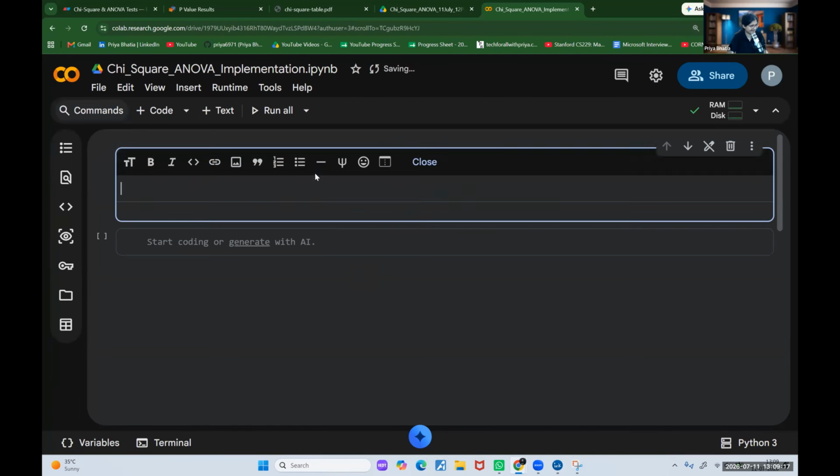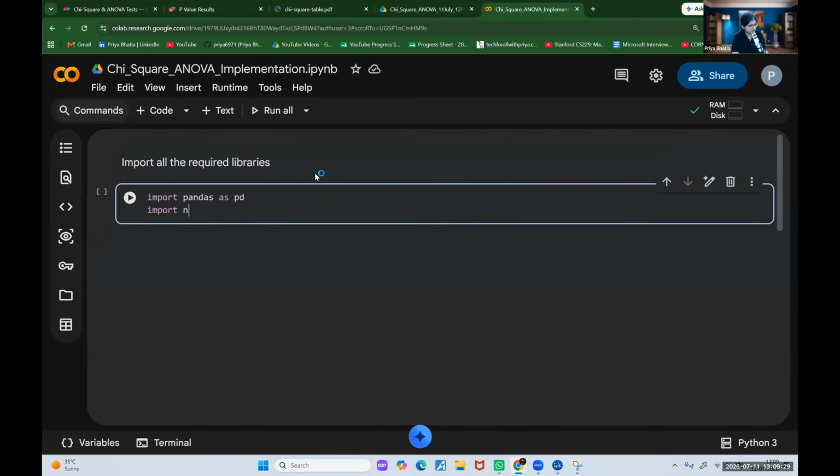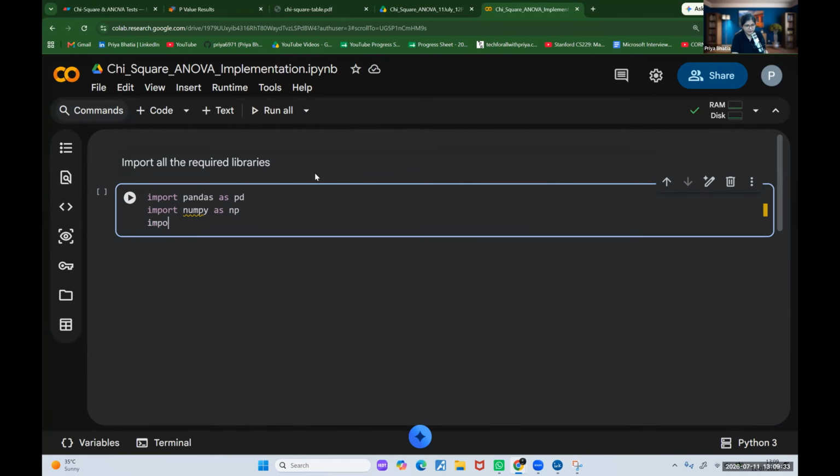So over here, we can simply go ahead and first of all import all the required libraries. We will import NumPy. We will import SciPy dot stats.